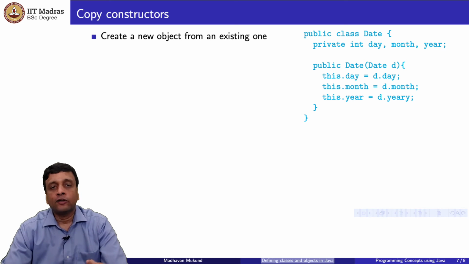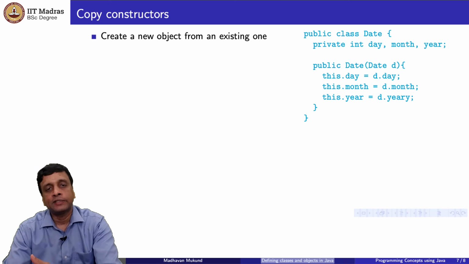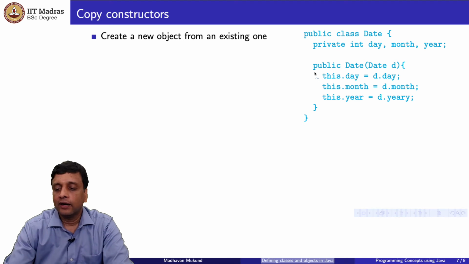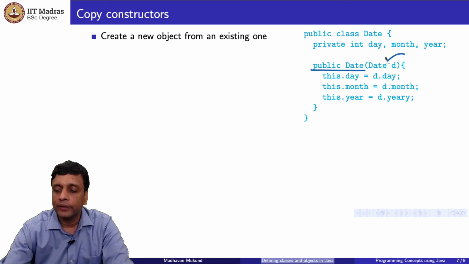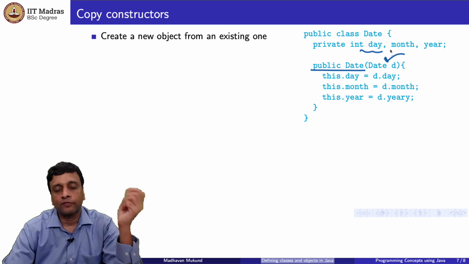So this is to create an object from scratch. I create an object and I want to populate its values from scratch. What if I already have a date and I just want to copy it into another date? I want to create a new date which has the same values as another date. So this is something called a copy constructor. Here again you create a function whose name is the same as the class, but now the argument, instead of being the same type typically as the instance variables, is another object of the same type.